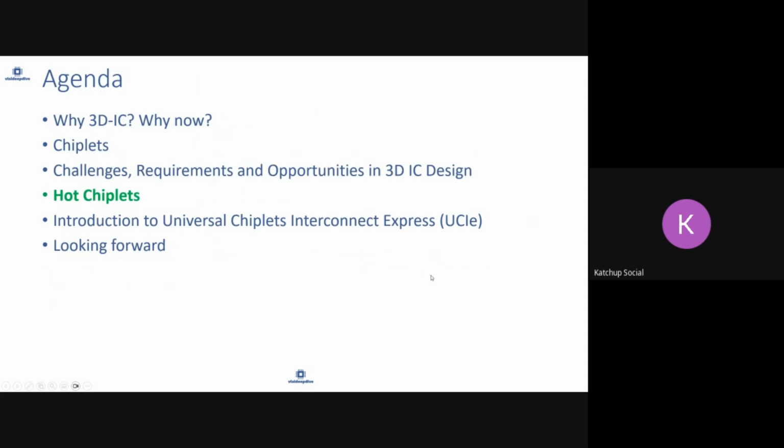So we talked about the technology. Let's talk about some of the hot chiplets. Like what is actually happening? Who is designing these kind of ICs, 3D ICs?